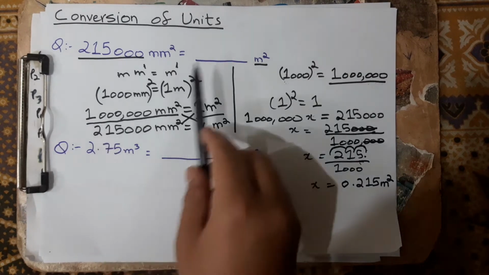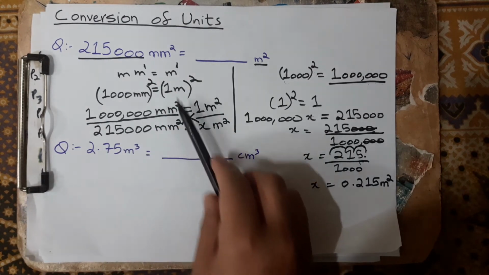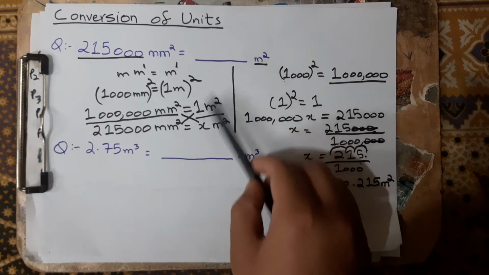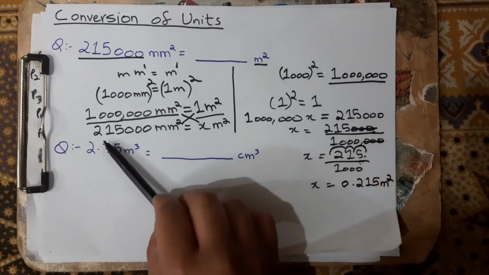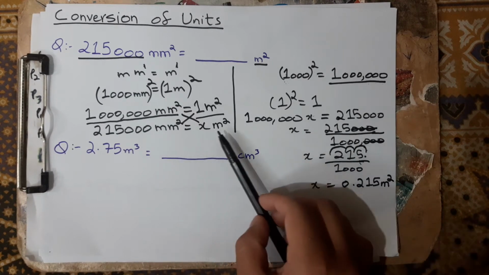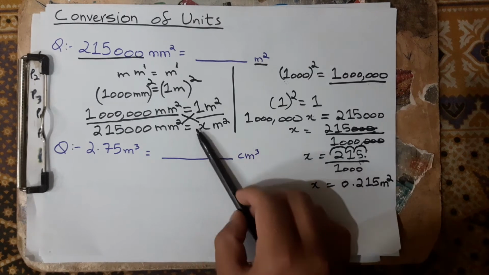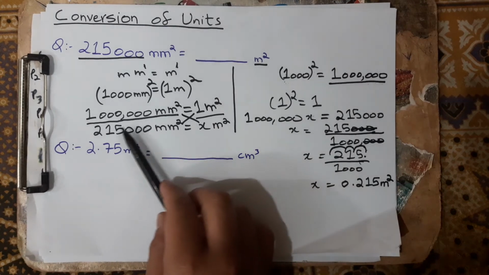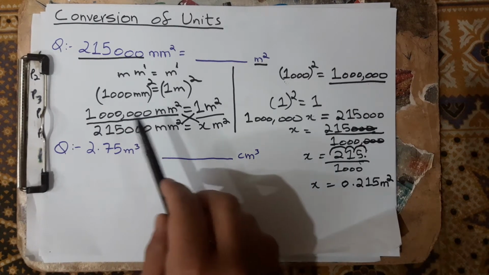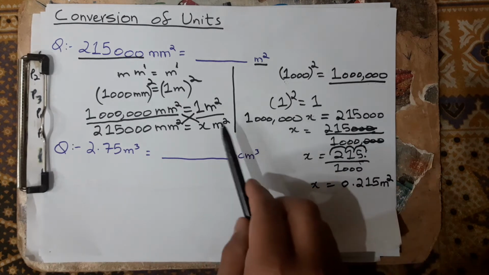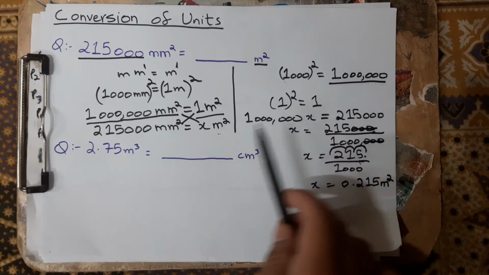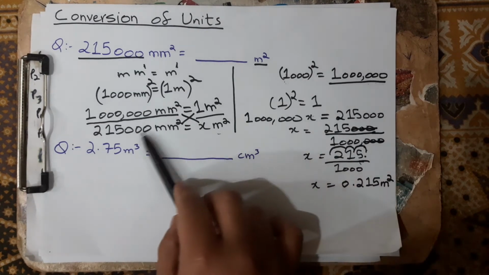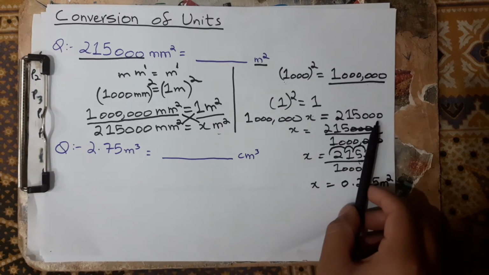Write it down, which says that 215,000 millimeter square is equal to, we can suppose this unknown value as x, so we can write it as x meter square. So 215,000 millimeter square is equal to x meter square. Now if we cross multiply it, you know that unitary method, if we multiply 1 million millimeter square with x meter square, we don't consider units here, so 1 million multiplied by x, we will get 1 million x, and 215,000 multiplied by 1, we will get 215,000.